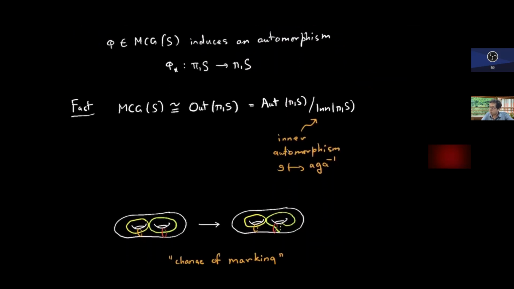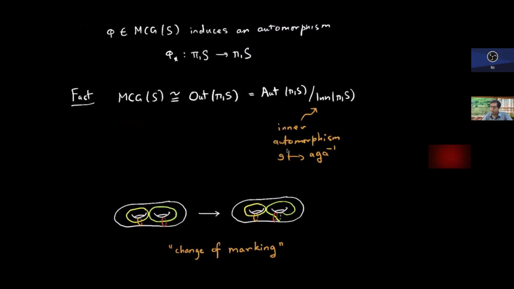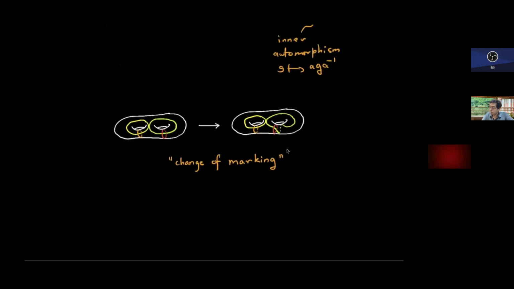And one can think of the mapping class group algebraically as well. Of course, since the mapping class is a homeomorphism of the surface to itself, it induces an automorphism of the fundamental group. And this assignment, in fact, identifies the mapping class group with the group of outer automorphisms of the fundamental group. And so you can think of the mapping class group as sort of changing the generating set of the fundamental group. It's also referred to as a change of marking on the surface.